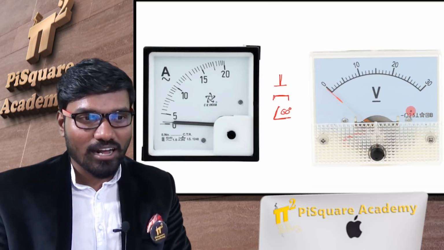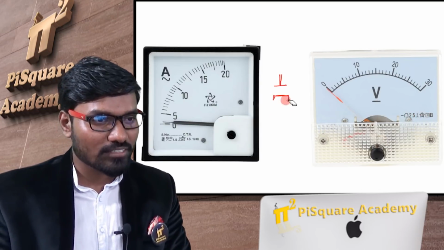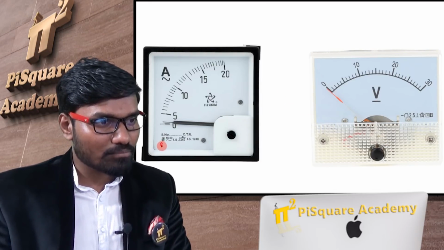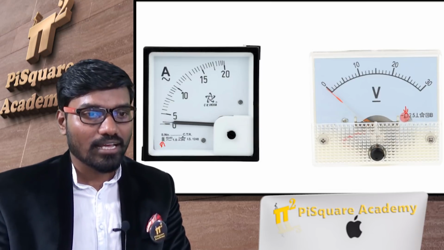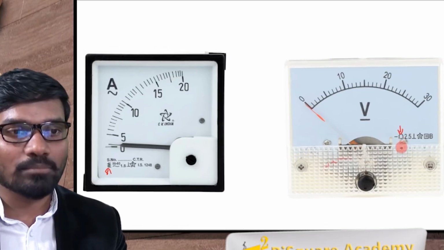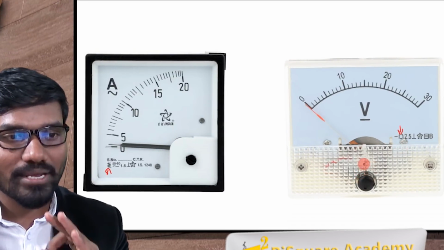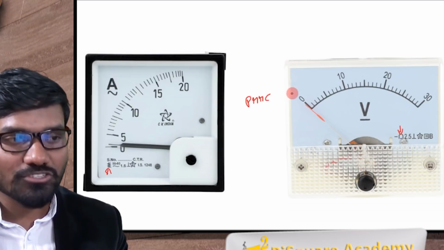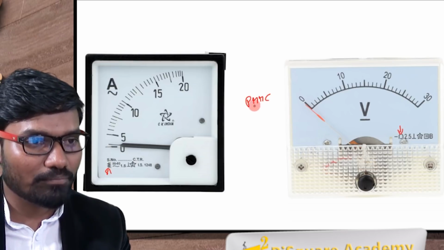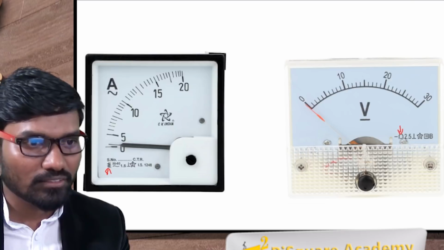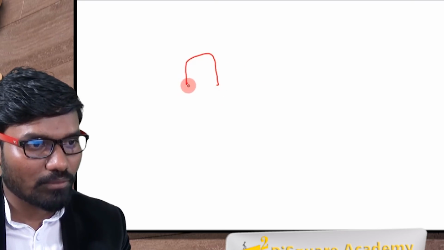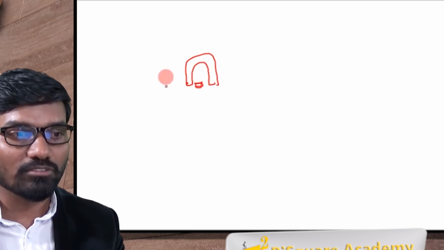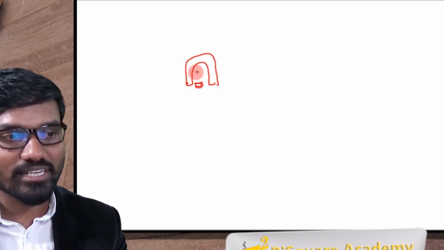Anyways, let's come to the other symbols which you find in laboratory instruments. You can have a look. Look at this symbol and this symbol. This symbol represents that the instrument is a PMMC instrument, permanent magnet moving coil instrument, that is a DC instrument. Let me just draw it. Permanent magnet, and this is like this. This is the symbol for a PMMC instrument. That's what you'll find for all DC instruments.